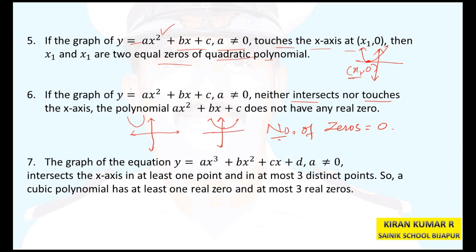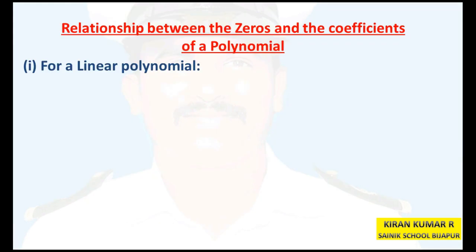Look at point number 7. The graph of the equation y is equal to ax cube plus bx square plus cx plus d, where a not equal to 0, intersects the x-axis in at least one point, in at most 3 distinct points. So a cubic polynomial has at least one real zero, at most 3 real zeros. We have seen different graphs in that question. It can be something like this.